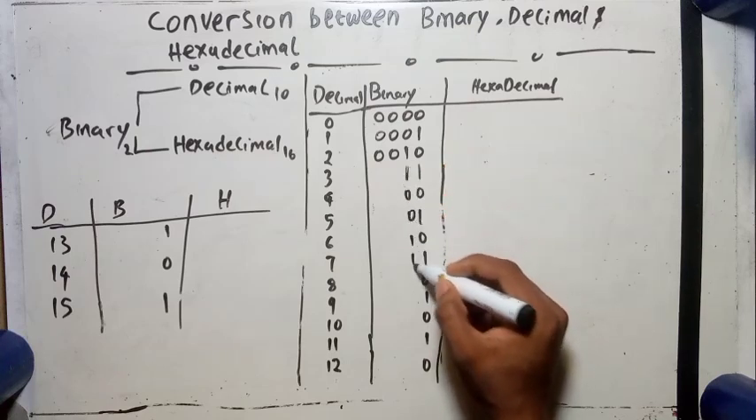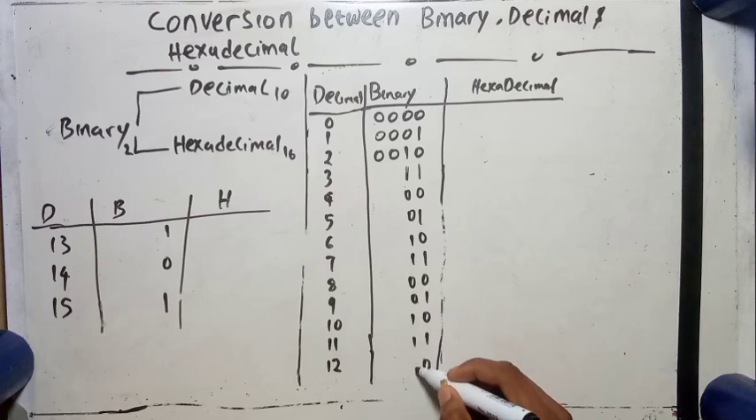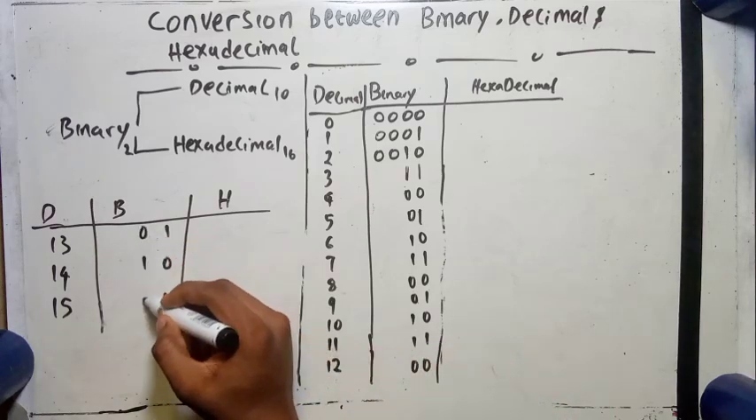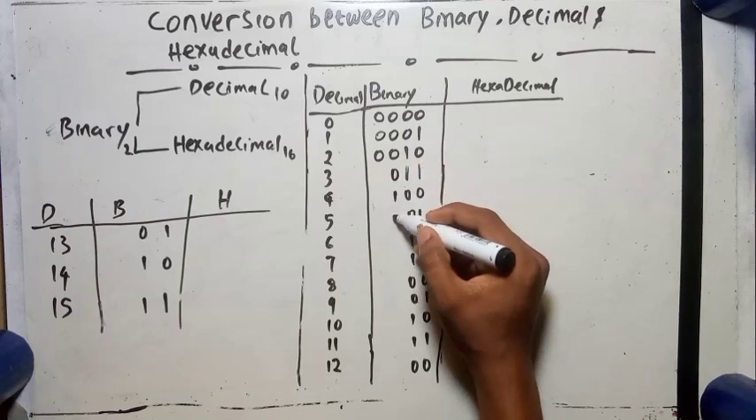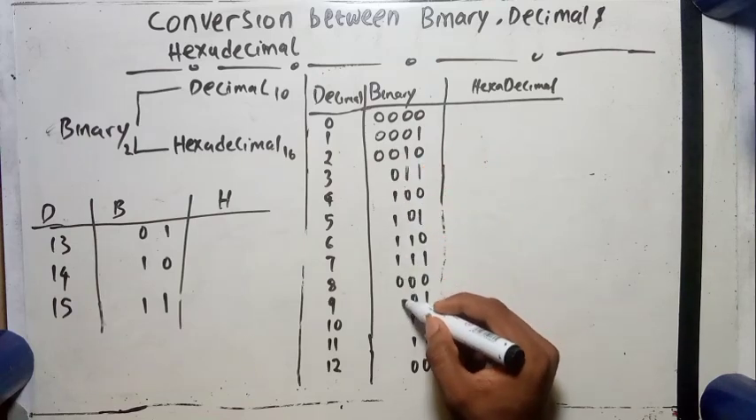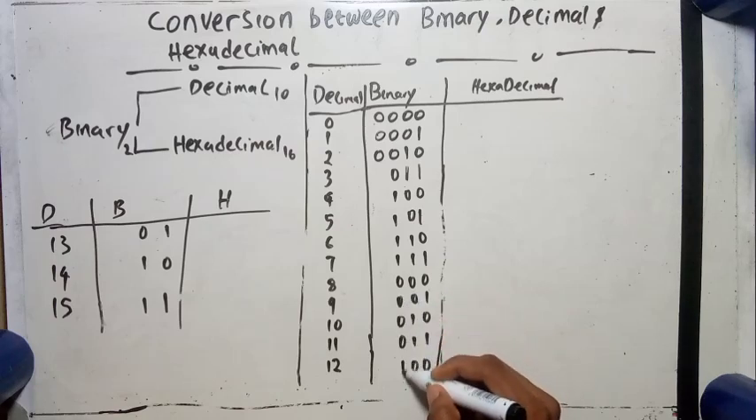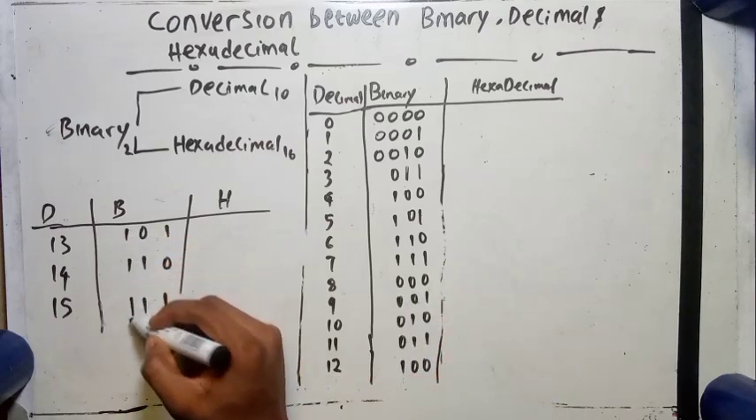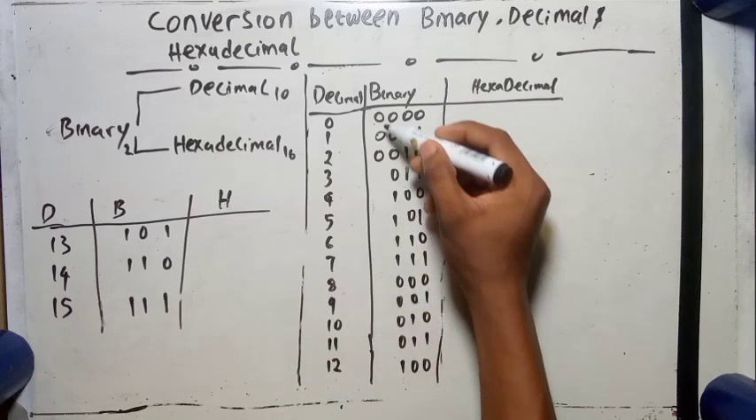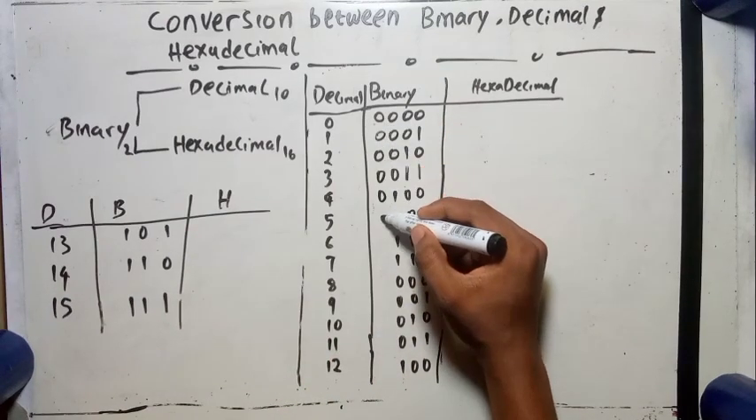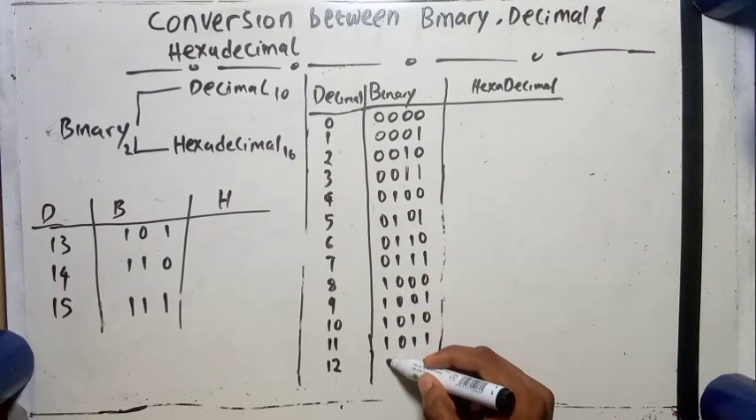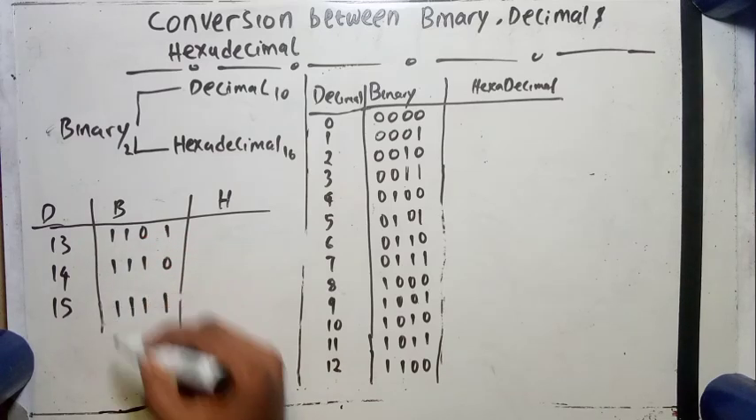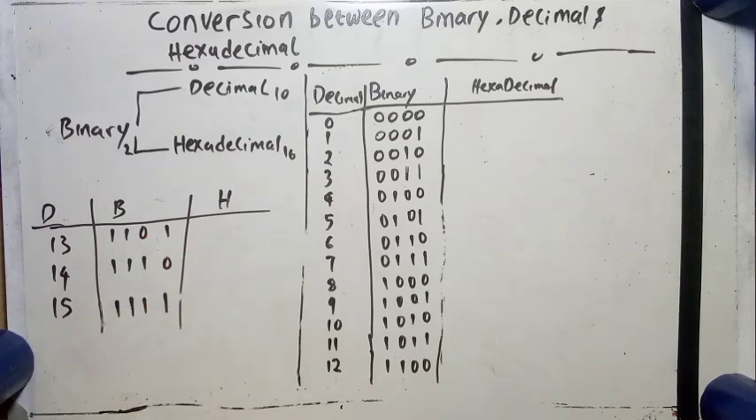2 zeros, 2 ones, 2 zeros, 2 ones. The next one, 4 zeros, 4 ones. This is our fourth, 4 zeros, 4 ones. The next one, 8 zeros, 8 ones. This is 1, 2, 3, 4, 5, 6, 7, 8. Okay, so this method is a little easy.